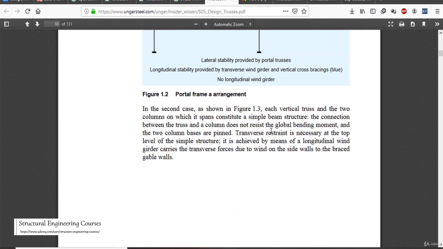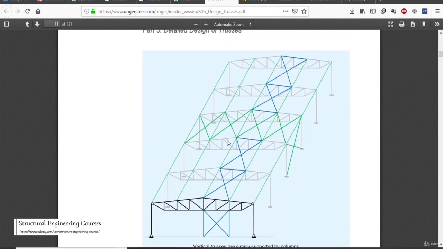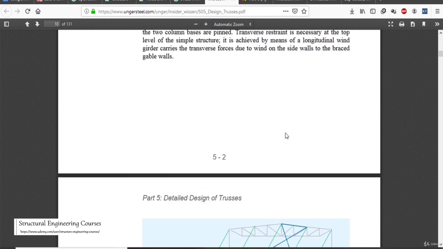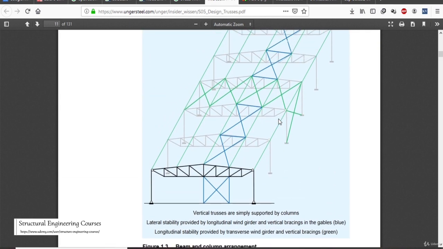And transverse restraint is necessary at the top level of the simple structure, and it is achieved by means of a longitudinal wind girder that carries the transverse forces due to wind on the side of the wall, as in braced cable walls. So in the next two lectures, we shall also try to model this type of portal trusses and portal columns. But just as an understanding, it is very important that you read this whole paragraph again and again and try to understand how exactly the author is trying to balance the forces here.